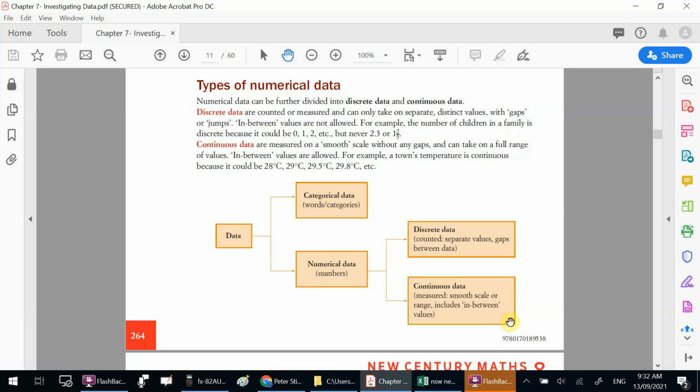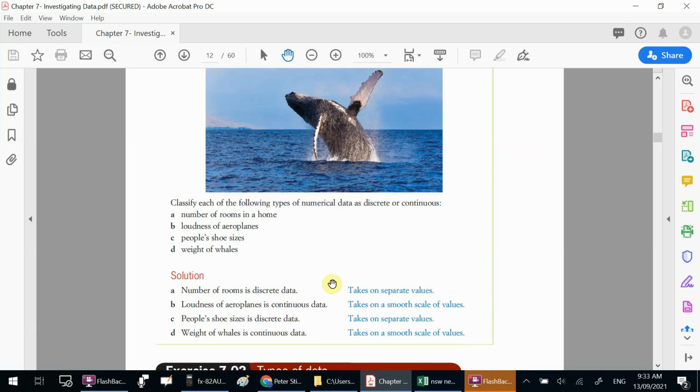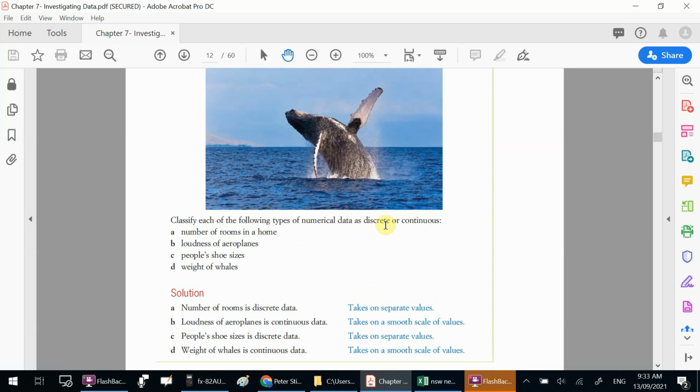So there's a broad overview. Data, categorical to do with categories, words, numerical with numbers, and numerical we can get discrete, which is counted, and continuous, which is the smooth scale, like basically measured. Counted, measured. Okay, then it gives a couple more examples. Numerical or discrete or continuous. Number of rooms you're counting, so that's discrete. Loudness is a measure of volume, so that's continuous. People's shoe sizes is discrete, and the weight of whales is continuous.